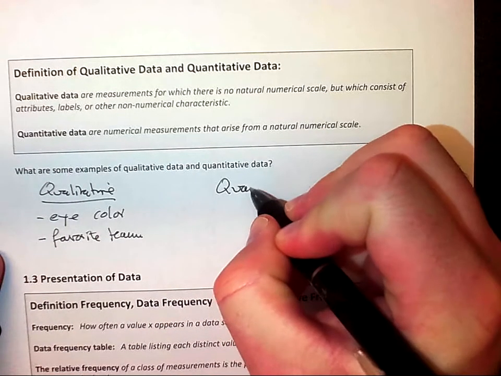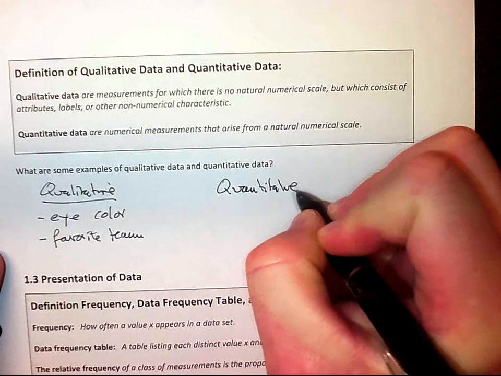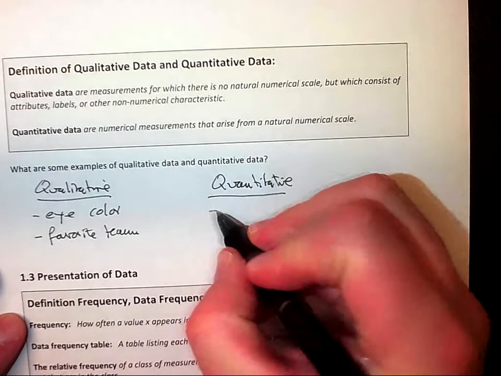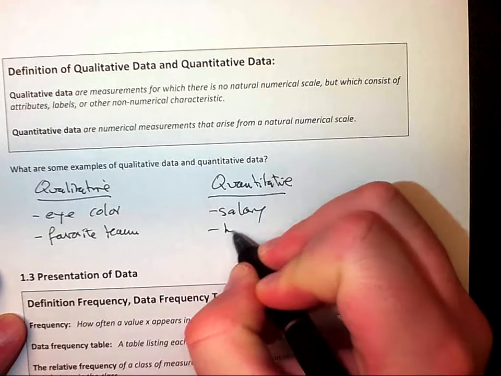What about quantitative data? Quantitative data is information that is best described by numbers. So what would be an example of quantitative data? Salaries, good one. Good. What else?